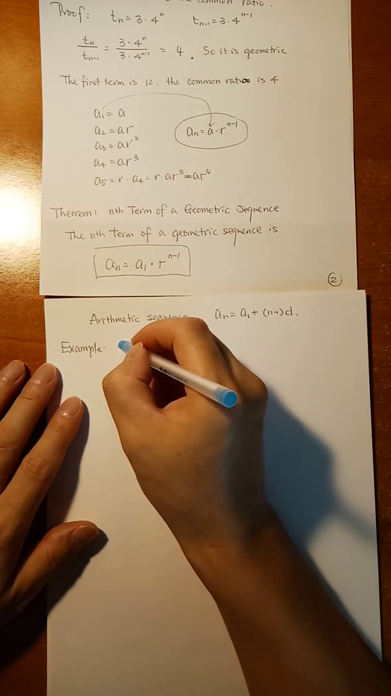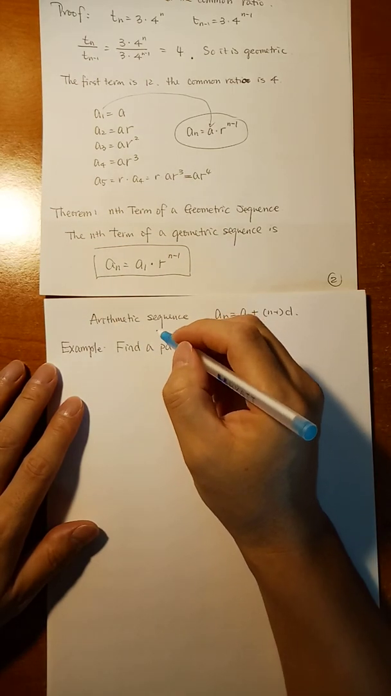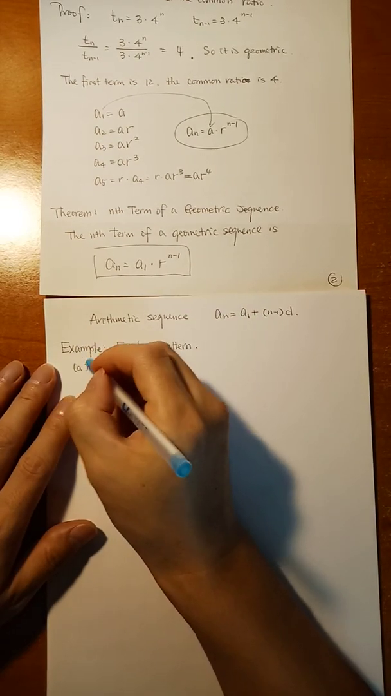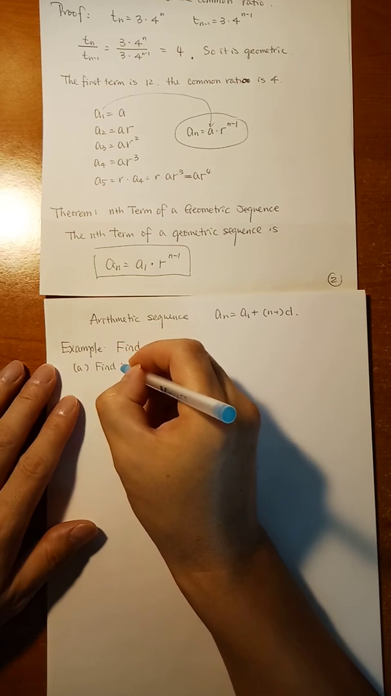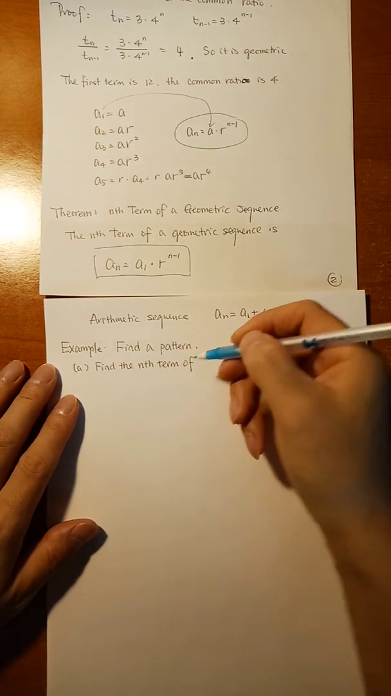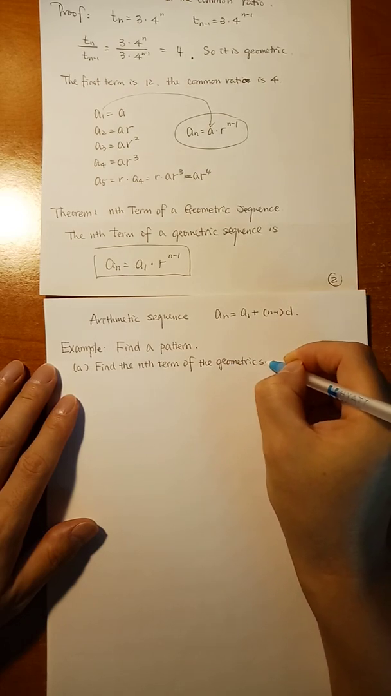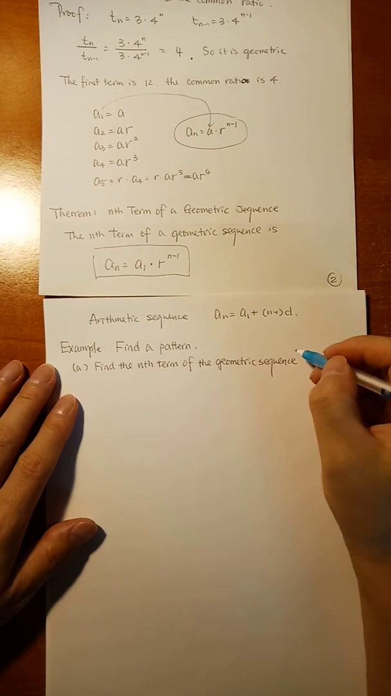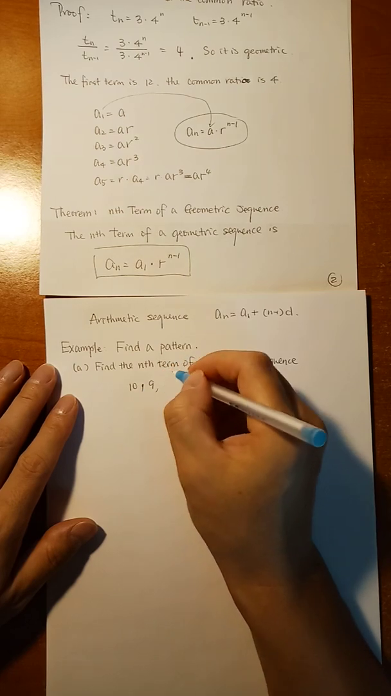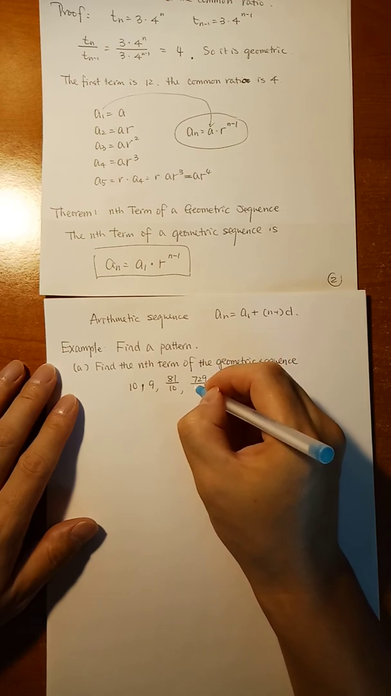Okay, so find a pattern. Find the nth term of the geometric sequence 10, 9, 81 over 10, and 729 over 100.